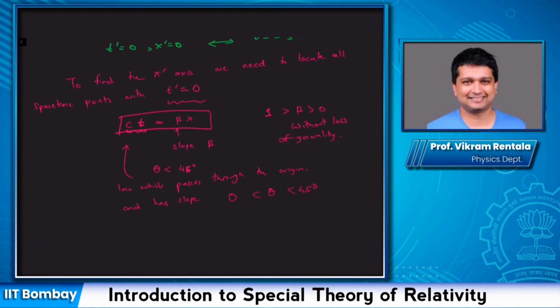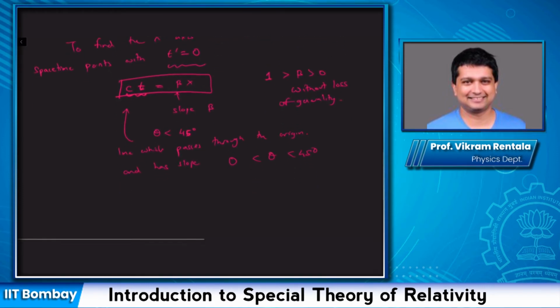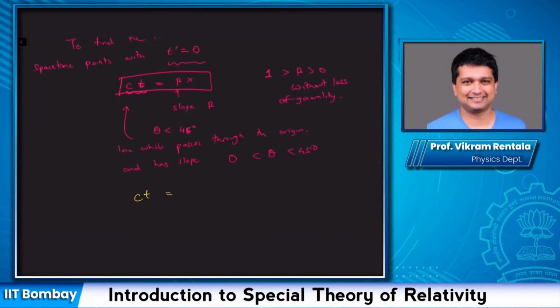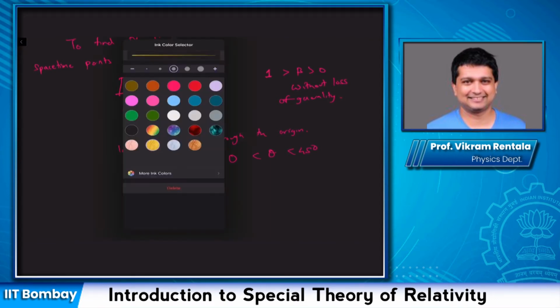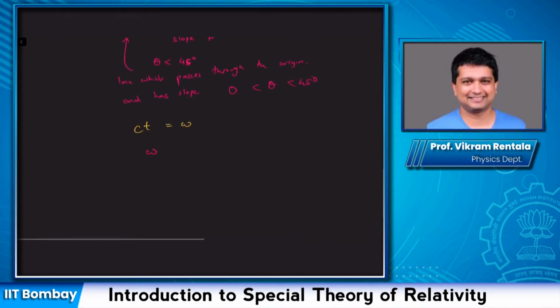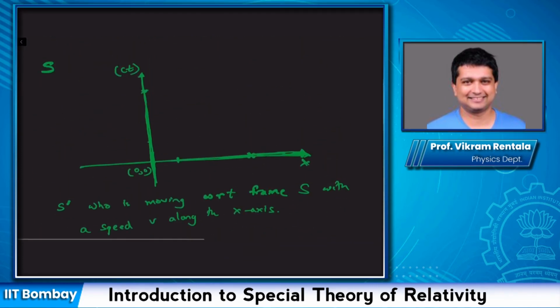If you're slightly confused about using c times t, you can just define c times t as w. Then this line is simply w, the y coordinate on our graph, against x, the x coordinate, and therefore this is a line where beta is the slope. So let's go ahead and draw that line.